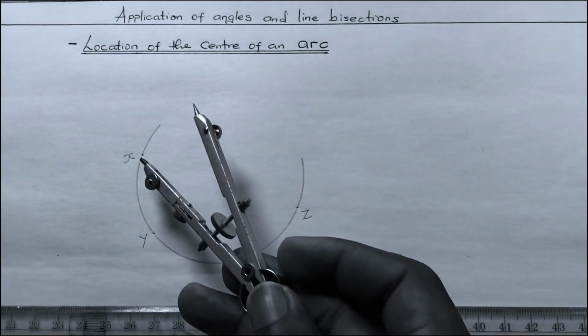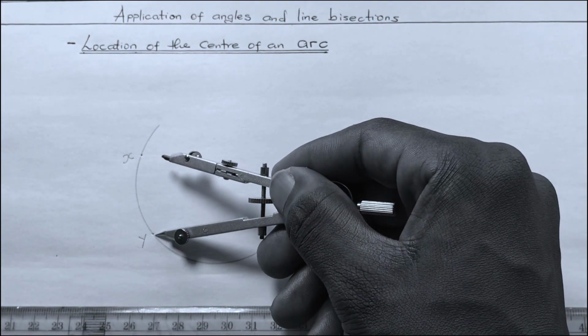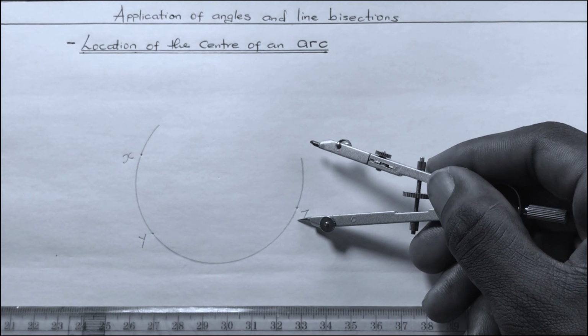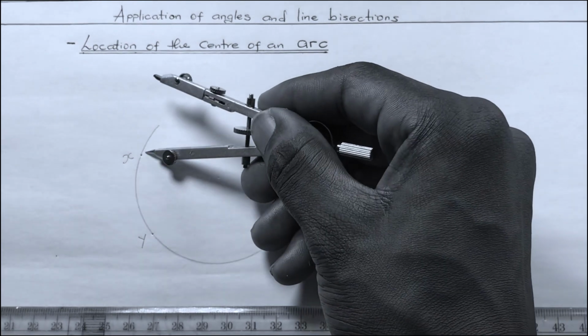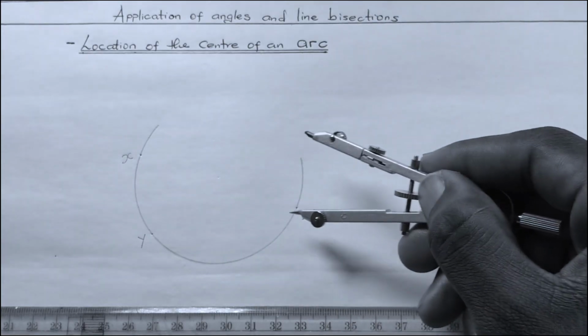So we have 3 different points on our arc, and then the next thing to do is to join point X to Y and point Y to Z. One of the things we should note is that line XY should not be equal to line YZ.